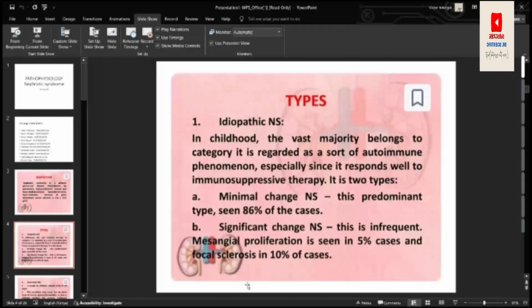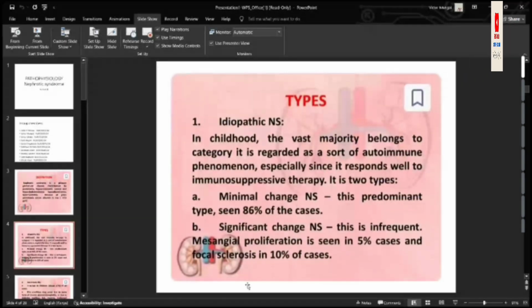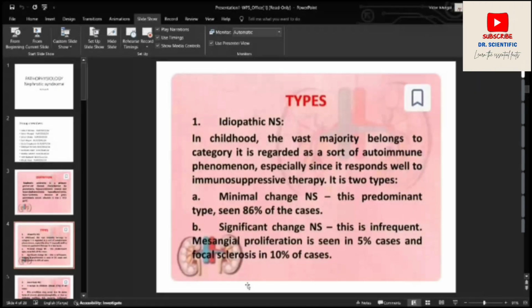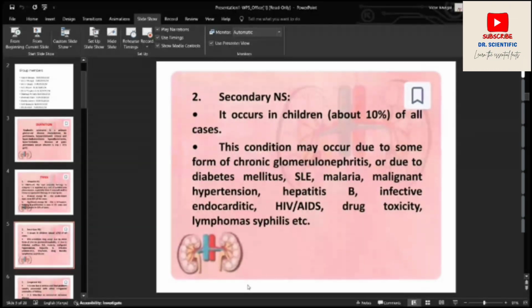There are 4 types of nephrotic syndrome. We have the idiopathic nephrotic syndrome, divided into minimal change nephrotic syndrome, which is dominant, first in children. Then we have the secondary nephrotic syndrome, which occurs in children, about 10% of all cases.